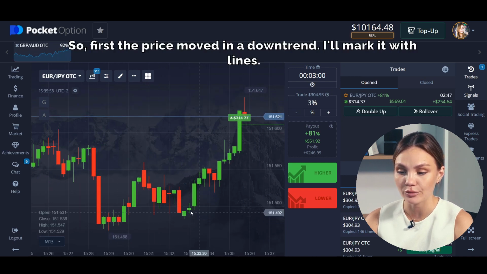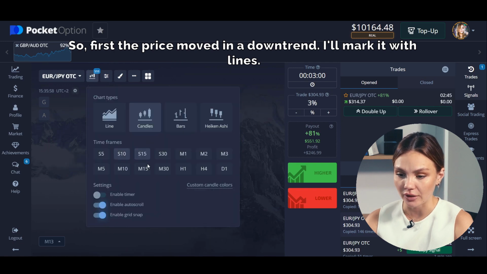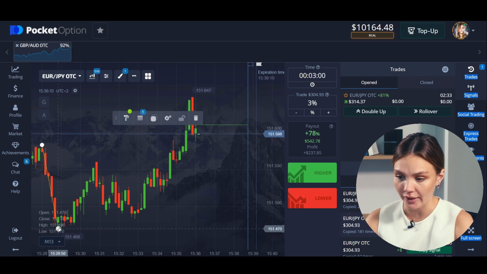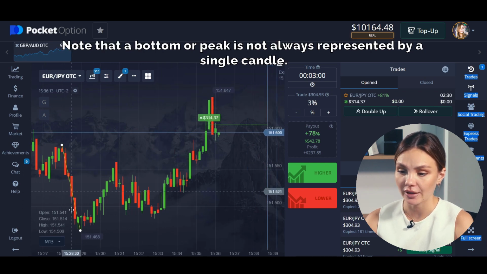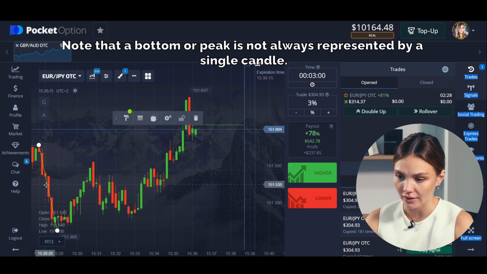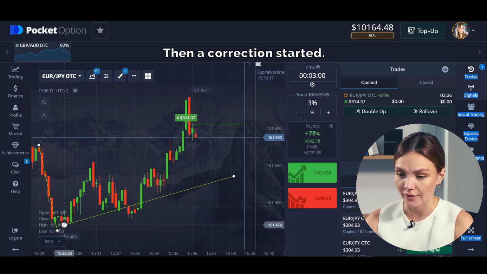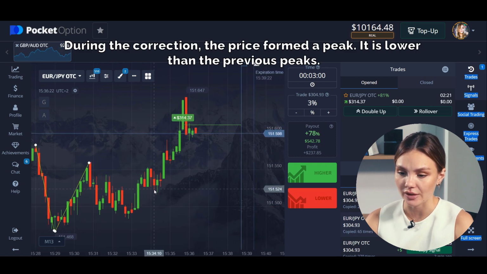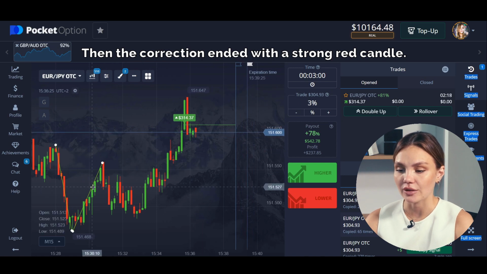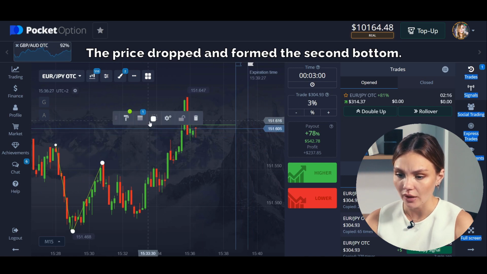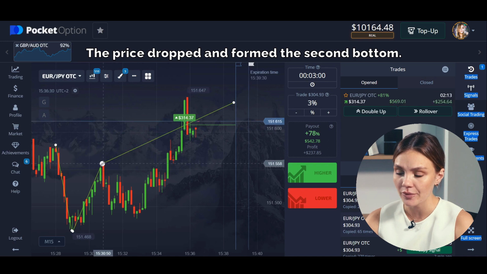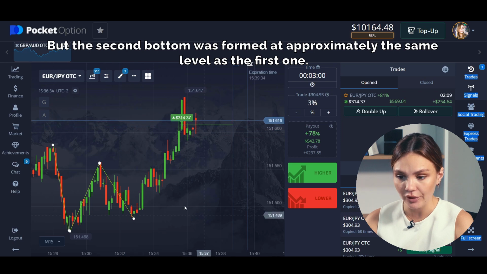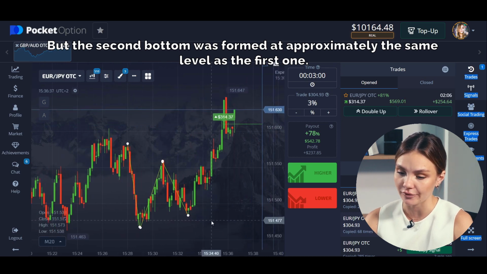So first, the price moved in a downtrend. I'll mark it with lines. And then it formed the first bottom, which it couldn't break. Note that a bottom or peak is not always represented by a single candle. Then a correction started. During the correction, the price formed a peak. It is lower than the previous peaks. Then the correction ended with a strong red candle. The price dropped and formed the second bottom. More precisely, it attempted to do it several times. But the second bottom was formed at approximately the same level as the first one.